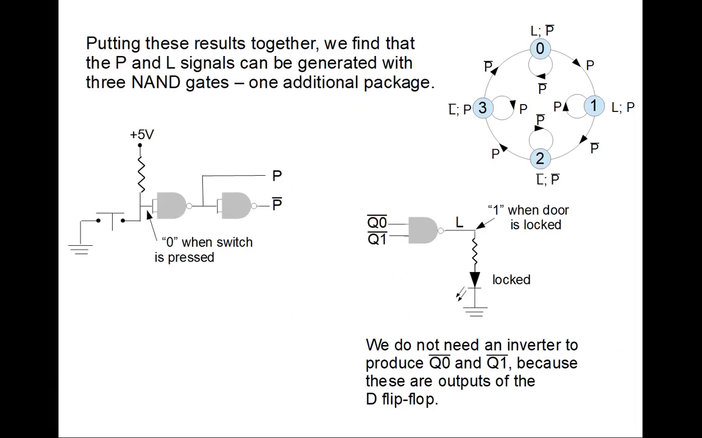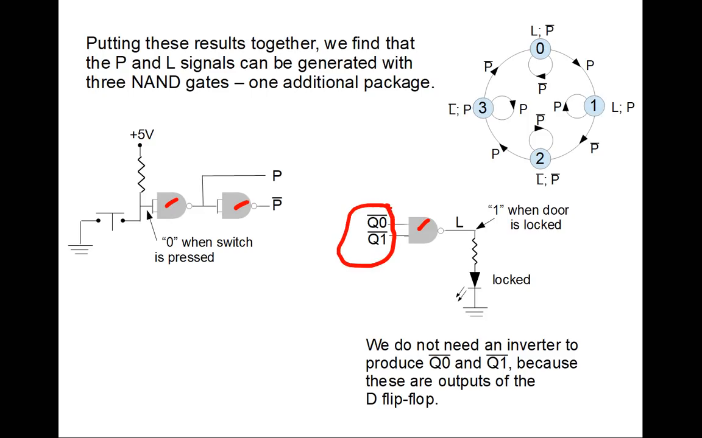Okay, put this together. This is what we have. We can generate the L with, or the P with, just an inverter, and this is another inverter, and then we can produce the L using just this NAND gate. So we got it. And then you say, but hold it, don't we need to get Q1 bar and Q0 bar? No, because these are outputs of the D flip-flop, so we already have them.